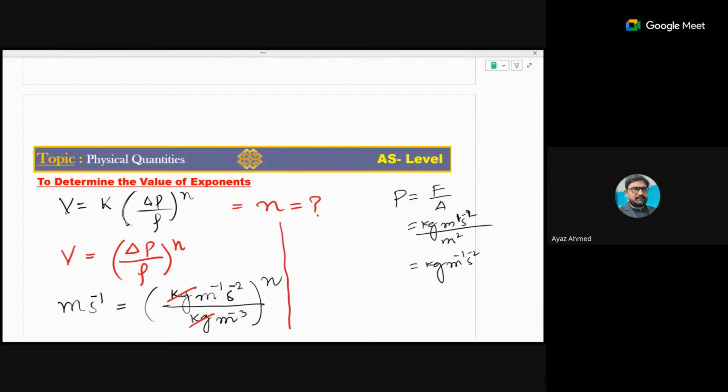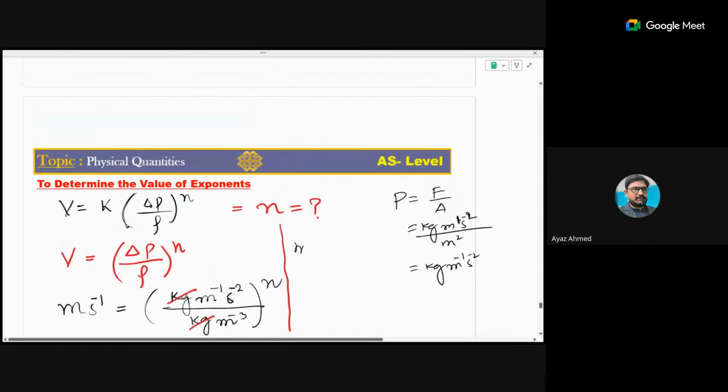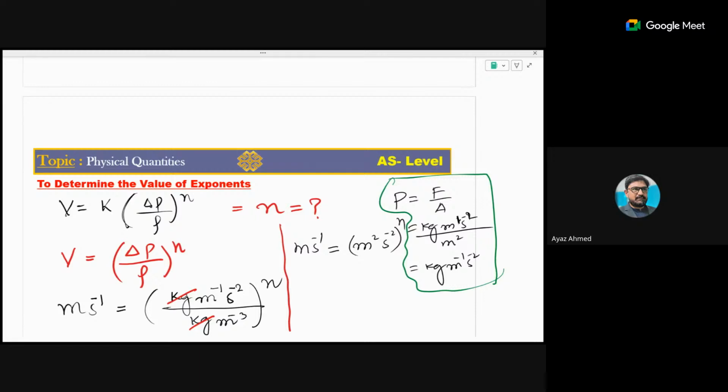Further simplifying, on one side you have m s minus 1, on the other side m would be shifted upward, so it would be m square s minus 2, whole power n. Are you getting my point? Sorry for going very quickly, but I have short time. Is this clear to all? Yes. So m s minus 1 is now m square, whole power n, that is m power 2n into s power minus 2n.